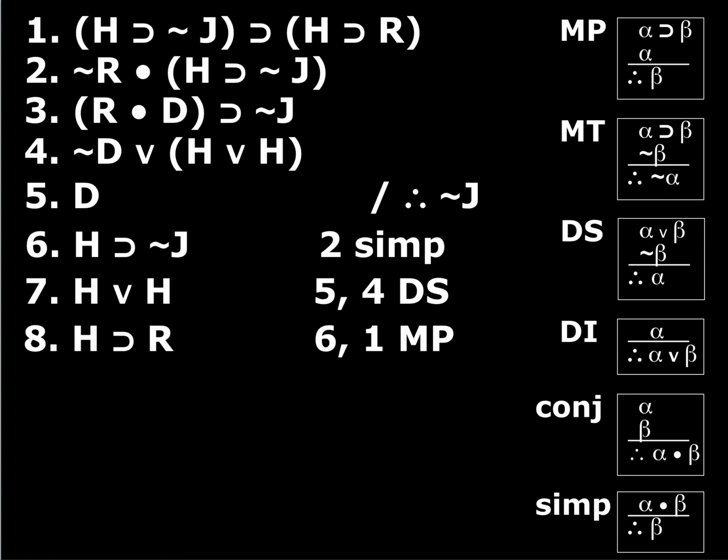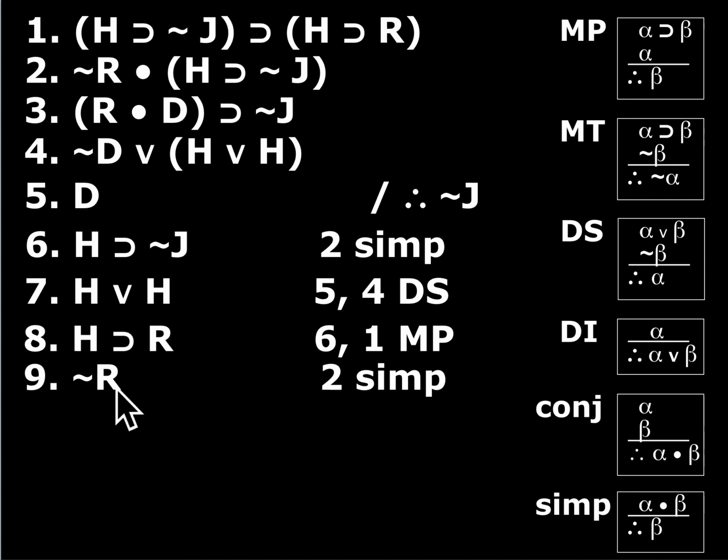What can I do now? Well, I've got something else I can do. I can simplify this other conjunct off, so I can get not R. Now there's a few things I could do. I could do modus tollens on 8 and 9 because that's the negation of that. But now I've got a lot of pieces here. I've got a lot of things I've derived.